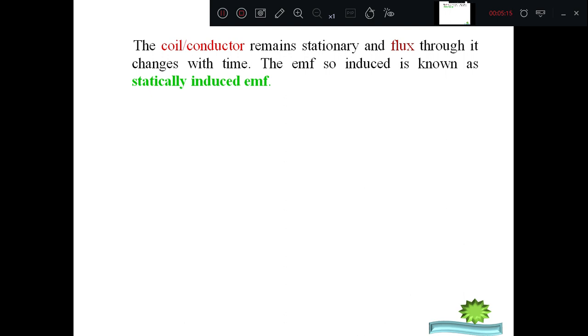But in the case of the AC generator, the construction is reversed such that the field is rotating whereas the armature conductors are stationary. If the conductors are stationary and a voltage is induced by a rotating magnetic field, then the voltage induced in the armature conductors is called statically induced voltage. The same thing is defined here: the coil conductor remains stationary and the flux through it changes with time. The EMF so induced is known as statically induced voltage.